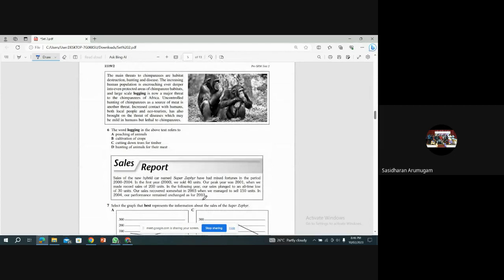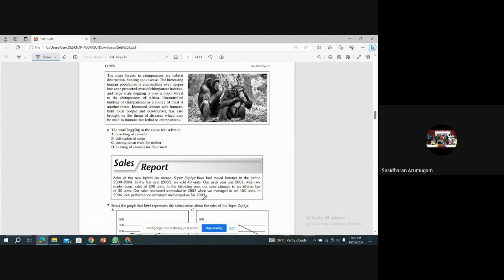Okay. The main threats to the chimpanzees are habitat destruction, hunting, and disease. The increased human population is encroaching ever deeper into even protected areas of chimpanzee habitats, and large scale logging is now a major threat. The chimpanzees of Africa. So, uncontrolled hunting of chimpanzees as a source of meat is another threat. So, increased contact with humans, both local people and eco-tourists, has also brought on the threat of disease, which may be mild in humans but lethal to chimpanzees.